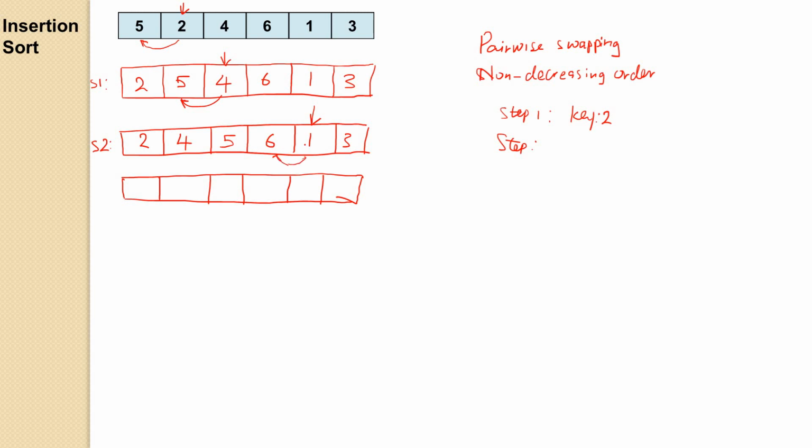Since this key stays in a temporary memory, we will compare it with 6. We find out it is less than 6. Compare it with 5. It is less than 5. Compare with 4. It's less. Compare with 2. It is less. So we insert it here.